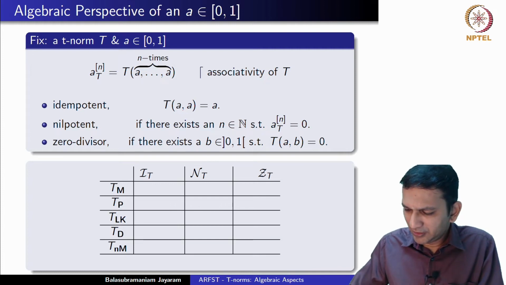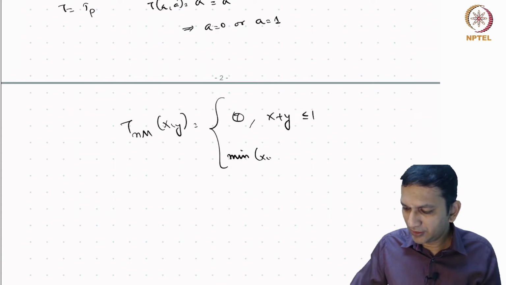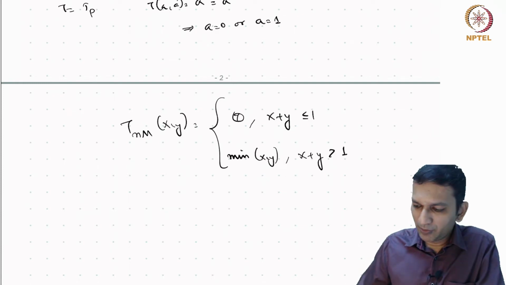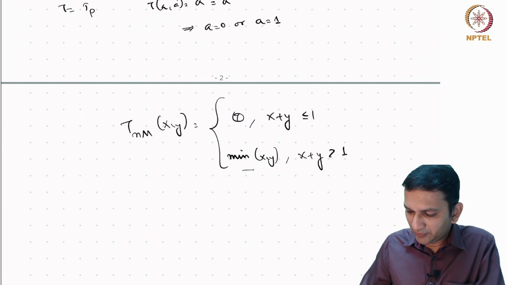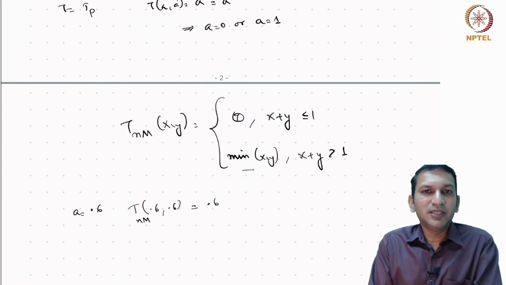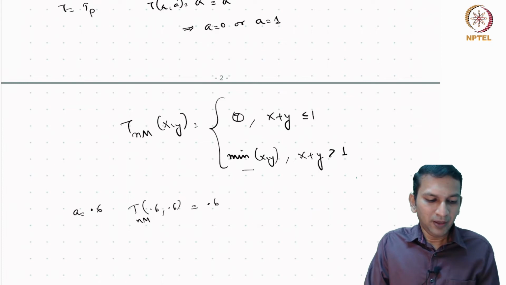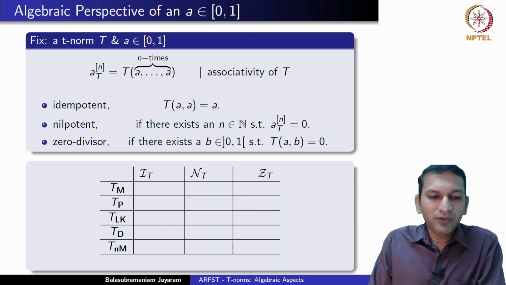It says it is 0 if x plus y is less than or equal to 1 and minimum of x comma y if x plus y is greater than 1. Now we see that you have the minimum operation coming into picture here. If you take 0.6 as A, look at t of 0.6 comma 0.6. 0.6 plus 0.6 is greater than 1, so it is minimum of these two, which means it is 0.6. That means nilpotent minimum does have idempotent elements, non-trivial idempotent elements. But what exactly are they? How do we find them out?